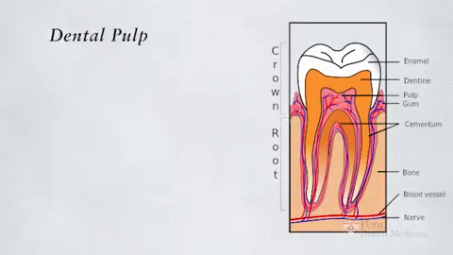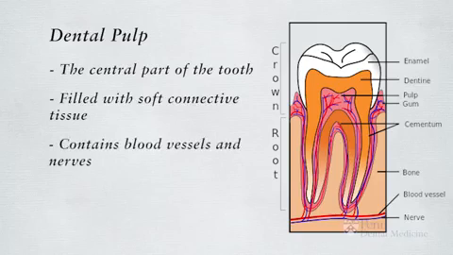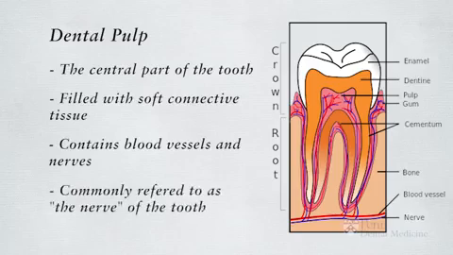The dental pulp is the central part of the tooth filled with soft connective tissue. This tissue contains blood vessels and nerves that enter the tooth from a hole at the apex of the root. Along the border between the dentin and the pulp are odontoblasts, which initiate the formation of the dentin. Other cells in the pulp include fibroblasts, preodontoblasts, macrophages, and T lymphocytes. This area is commonly referred to as the nerve of the tooth.